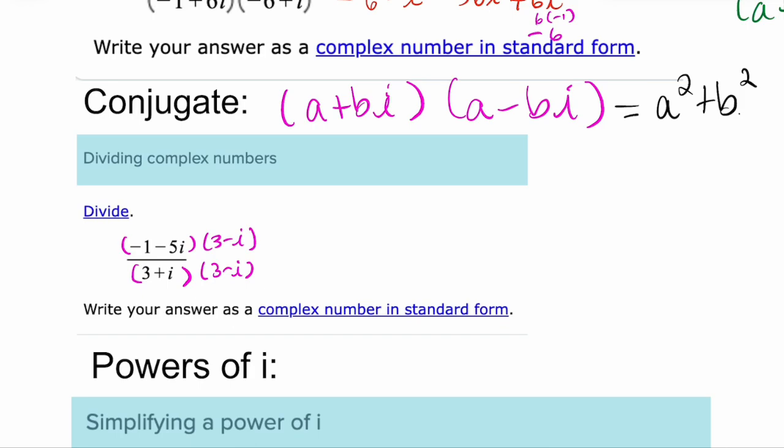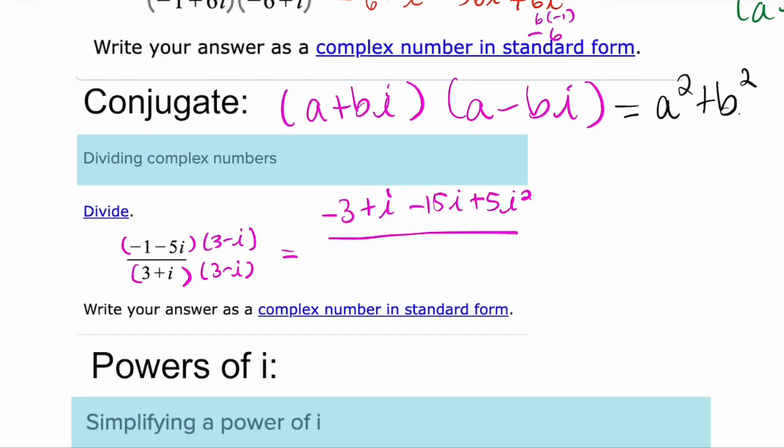So let's go ahead and do that distribution. Okay, so look, watch what happens. The negative 1 distributes. The negative 5I distributes. And then we'll do it on the bottom. 3 is going to distribute. And then positive I is going to distribute. Okay, so let's deal with the top first. If I distribute a negative 1, I get negative 3 plus I. If I distribute a negative 5I, I get negative 15I plus 5I squared.